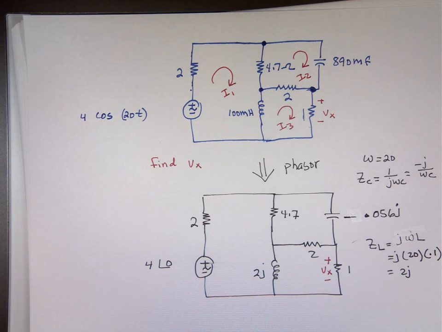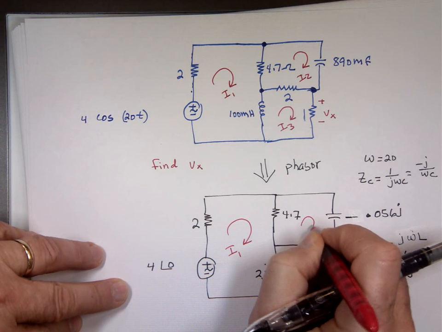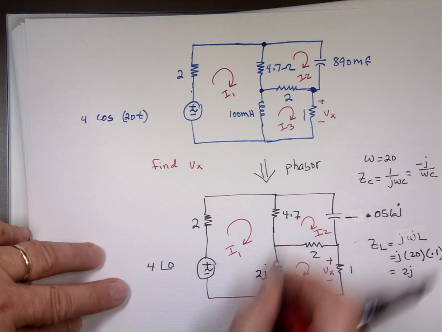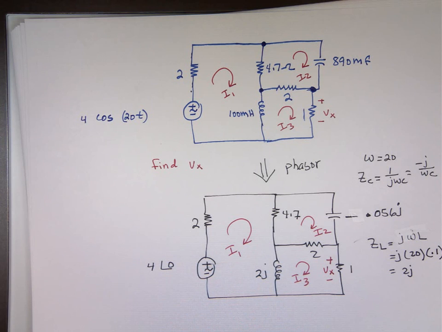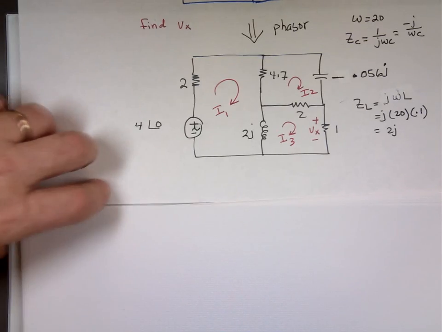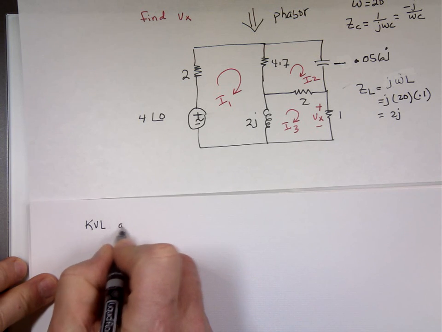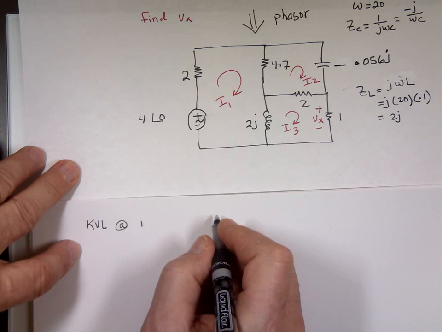So now again, this is I sub 1. This is I sub 2. And this is I sub 3. Now I'm going to do KVL here, KVL here, KVL here for each one. I call this loop 1, loop 2, loop 3. So let's do KVL for loop 1. Kirchhoff voltage law at loop 1. That's this one. It says the sum of the voltages in a closed loop is equal to 0.